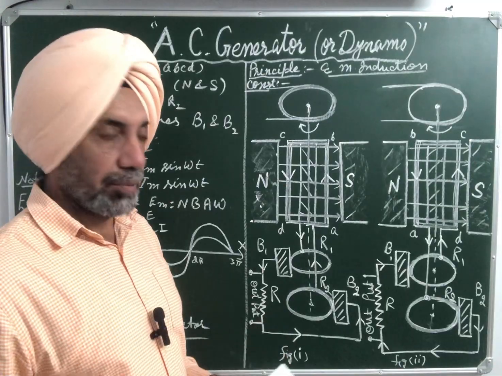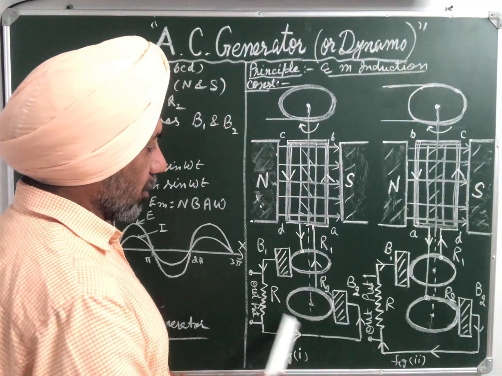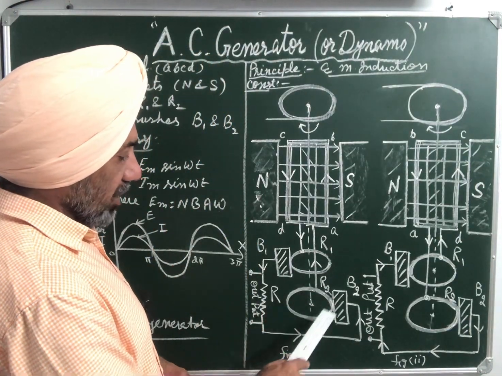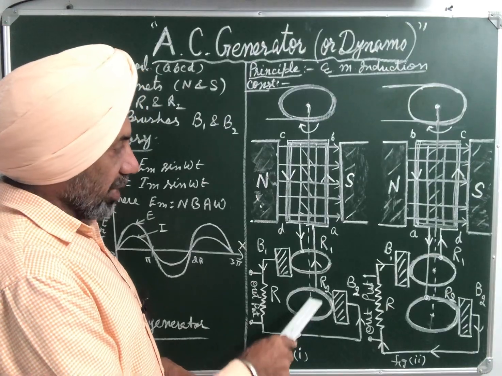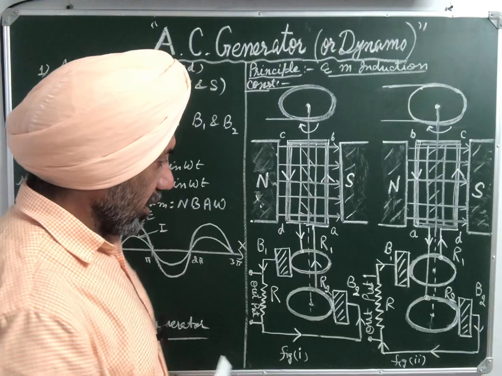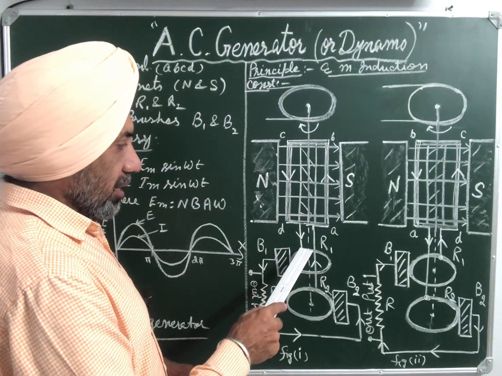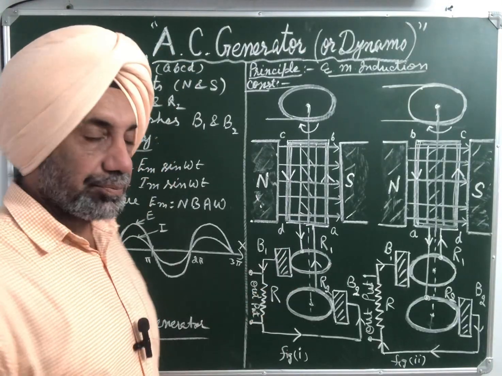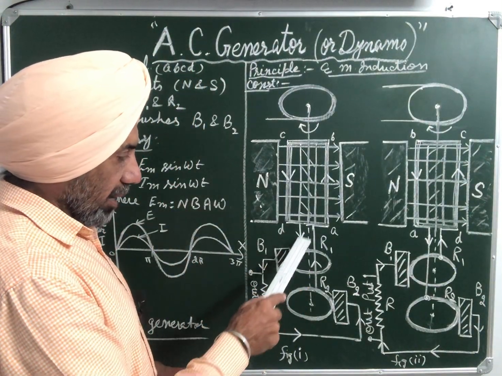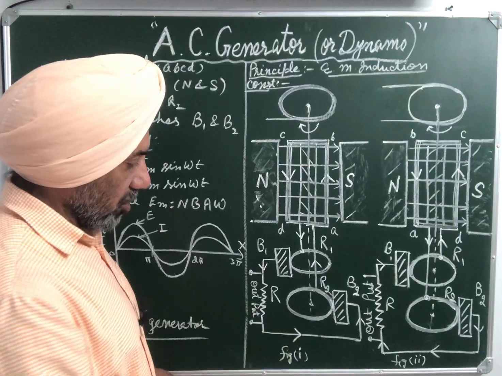Number 2, slip rings R1 and R2. These are the two rings placed one above the other, capable of rotation about the same axis as that of armature coil. One and two ends of the armature coil wire, copper wire, are connected to R1 and R2 as shown in figure.